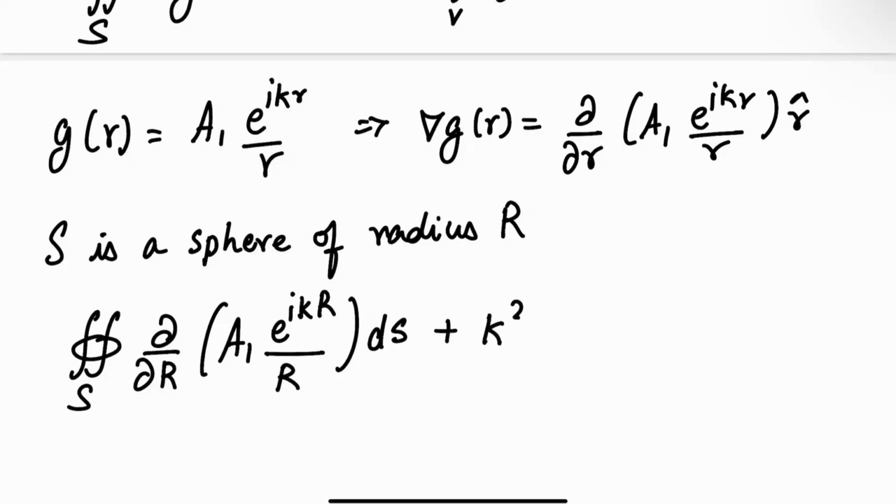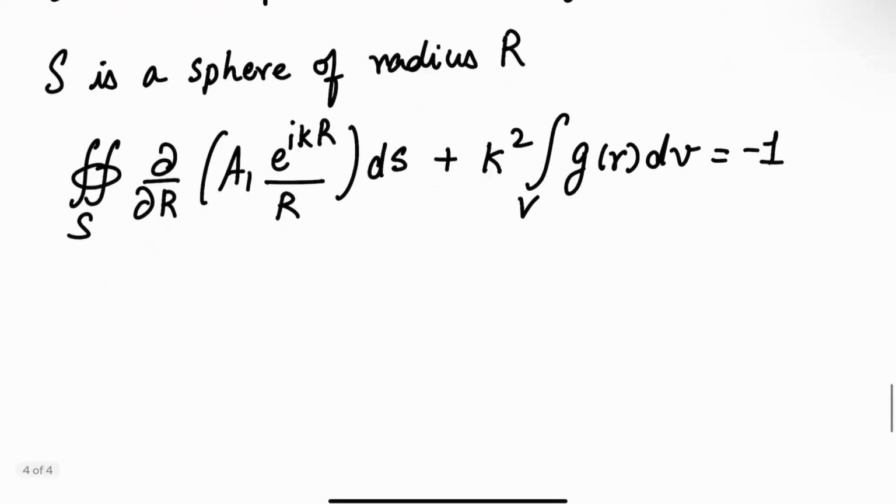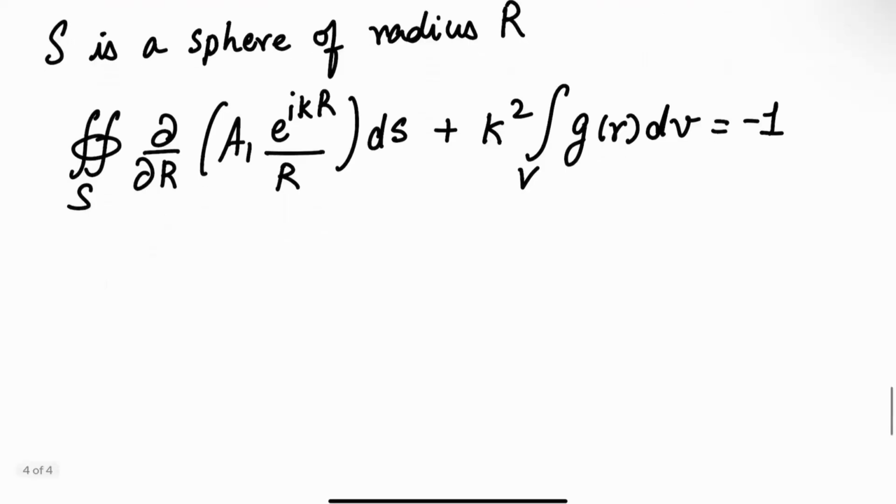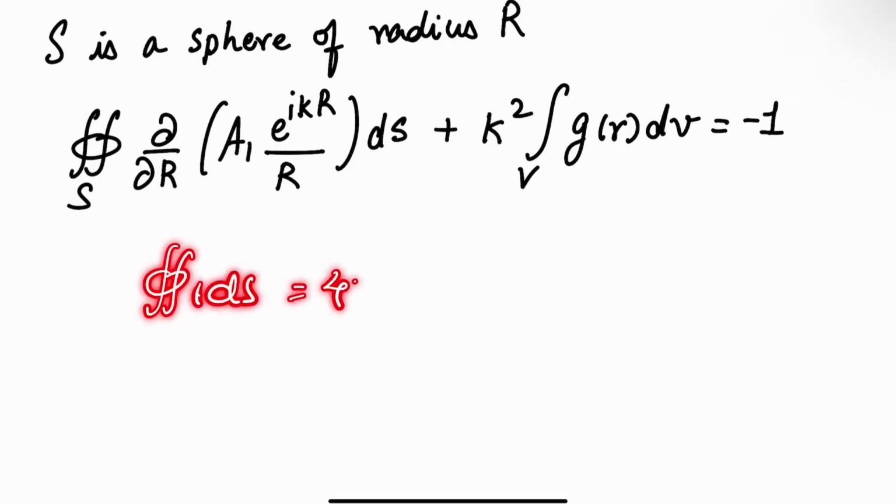Plus k squared, again, the volume integral of g of r dv, equal to -1. All right. So now what we can do is essentially pull this whole term outside the surface integral, because this has no relationship with theta and phi. And the surface integral is really over theta and phi. So you're essentially just integrating the surface integral of 1 ds. We know that is nothing but 4 pi, right? That's the solid angle of a sphere.